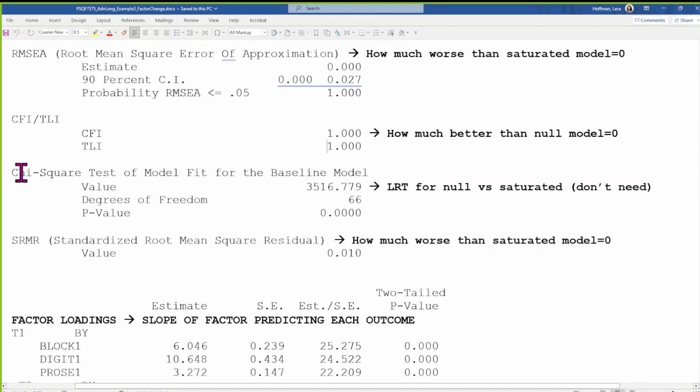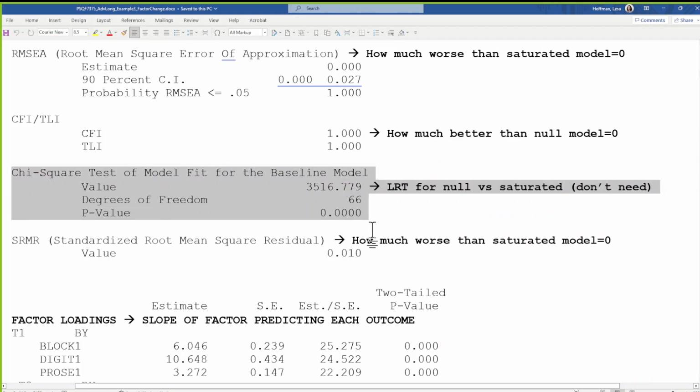This chi-square test we can completely ignore. This is comparing whether the saturated model is better than the worst model, which, like, who cares? Neither of those have to do with us. So I have that here just to tell you, don't worry about it. I'm not going to print it for the rest of the models. So all of this indicates I win.